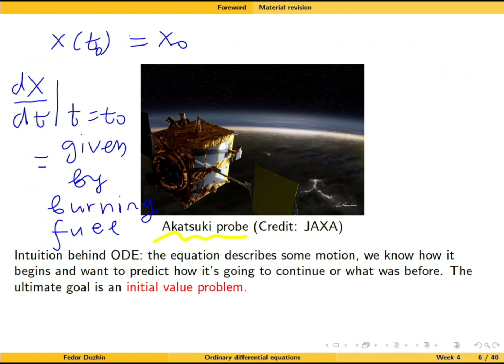But once the fuel runs out, the probe is just moving on its own. When it is moving on its own, its motion satisfies a certain differential equation. So in order to do this maneuver, they had to find a good initial condition for the differential equation, so that the solution of this initial value problem is going to correspond to the probe orbiting Venus rather than the Sun.